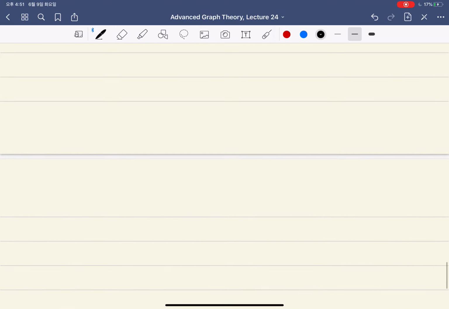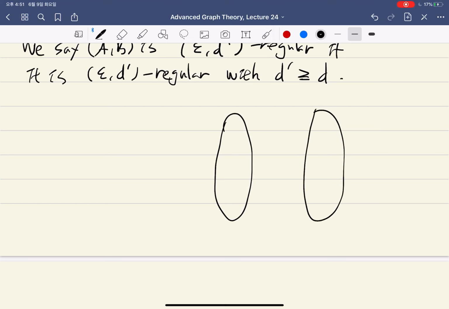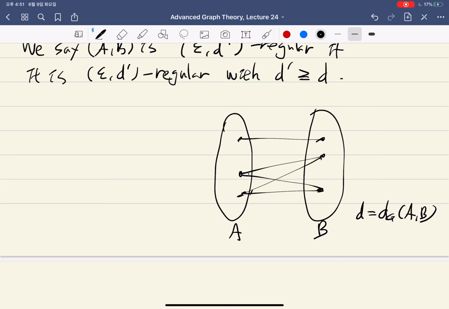So let's consider some examples and try to digest what it means. Again, you consider the graph G between A and B, and you have the density between these two. There are many edges, and roughly D proportion of the pairs are edges. So if you randomly choose one vertex here and one vertex there, then the probability that there is an edge between them is D. This is the global density. Now you choose some sets A prime, B prime, and you want to consider the local density between these two sets.